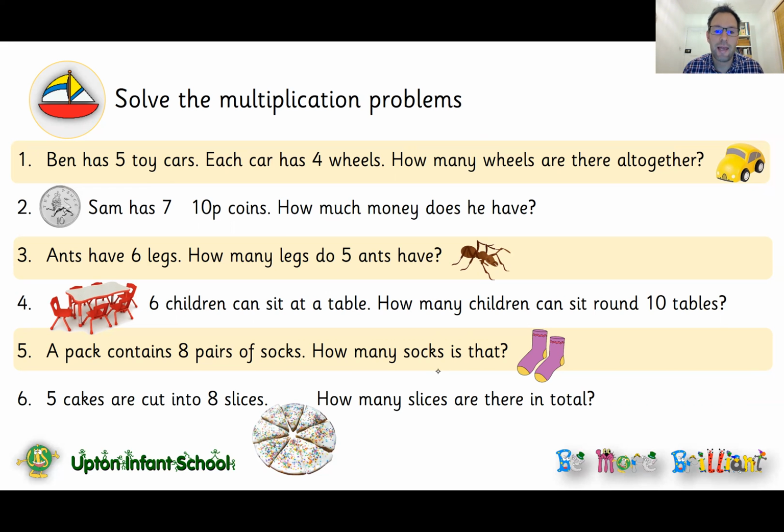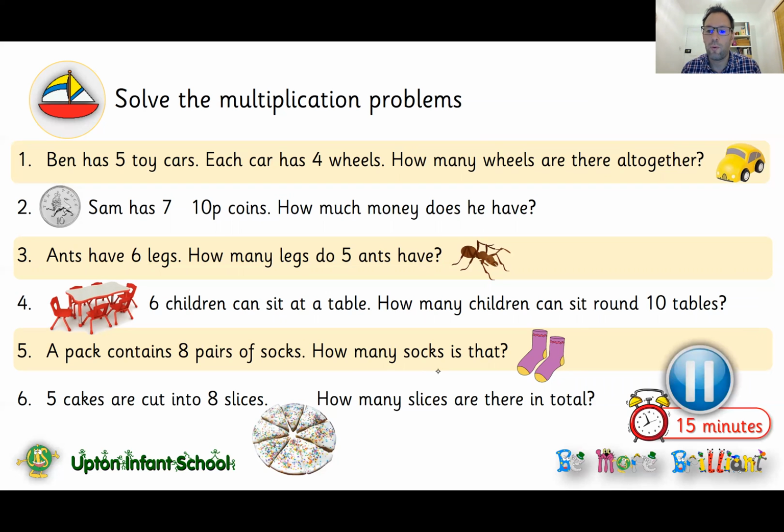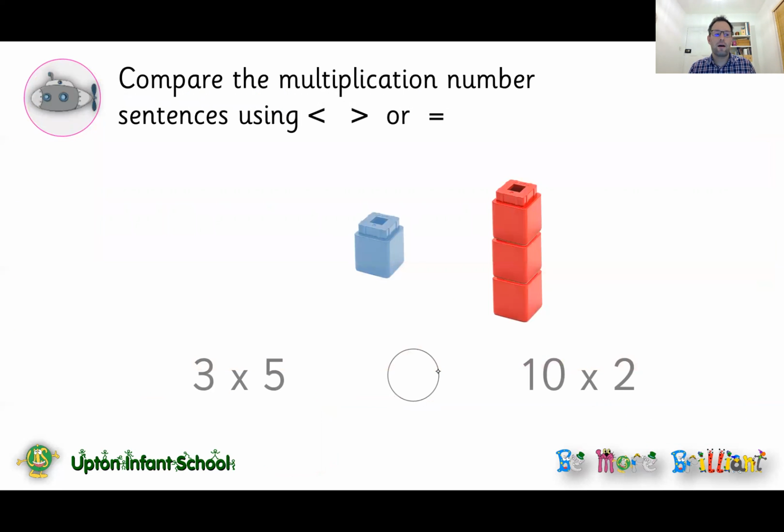A pack contains 8 pairs of socks. How many socks is that? If you've got 8 packets of 2 socks, 8 lots of 2, 8 pairs. And last of all, question number 6, 5 cakes are cut into 8 slices. Yum. So 5 cakes, each cut into 8 pieces. How many slices are there in total? If you'd like to try those questions, pause the video here. I'm giving you 15 minutes for that. Take your time. Remember, write out the number sentences each time. Off you go.